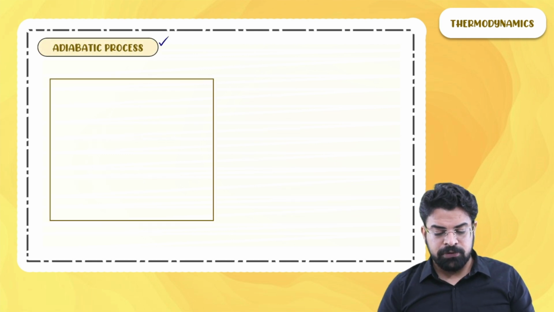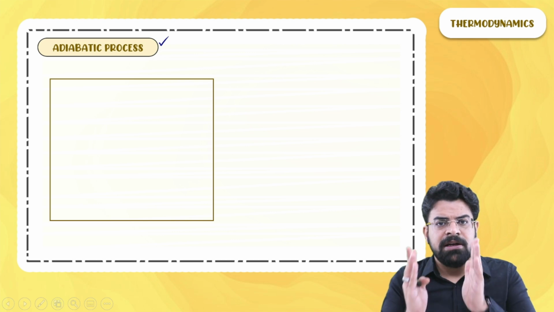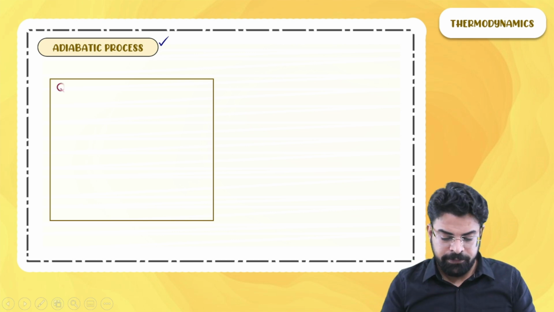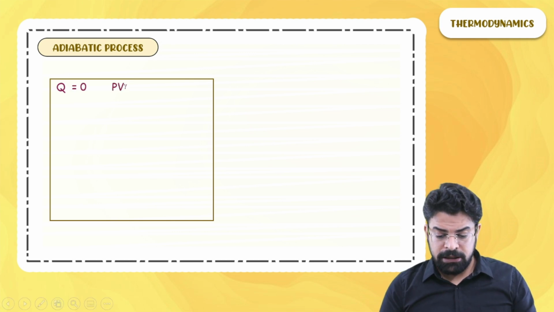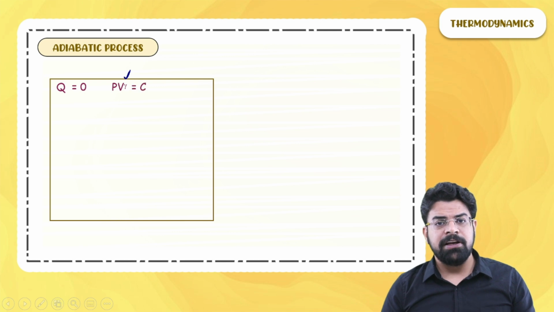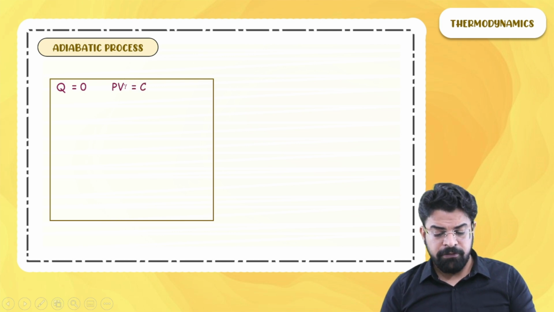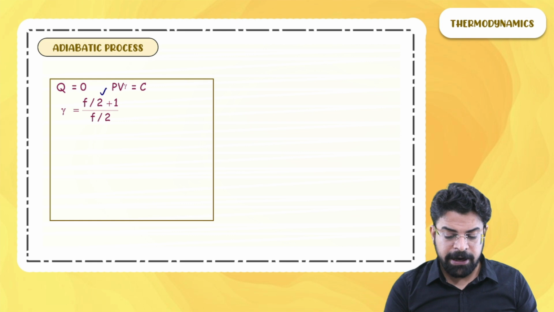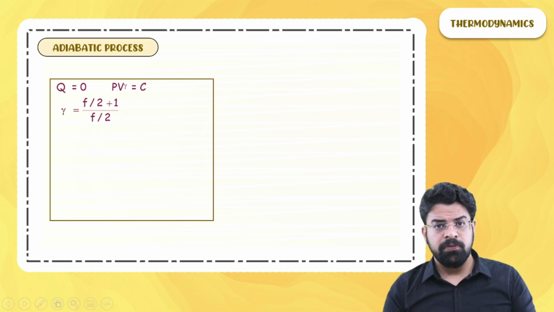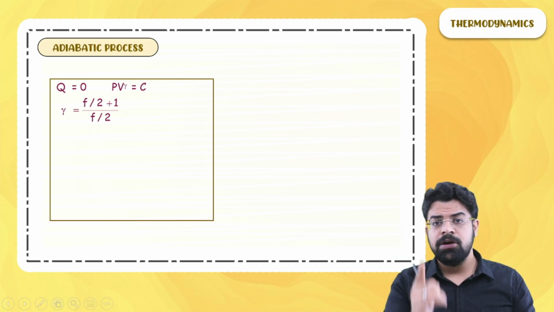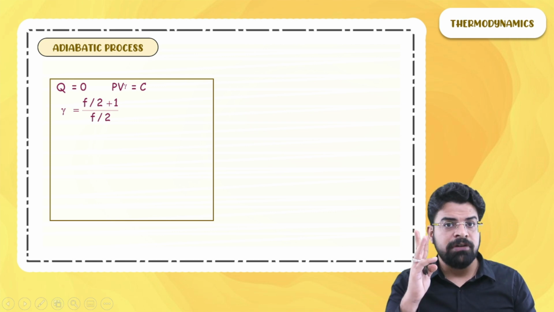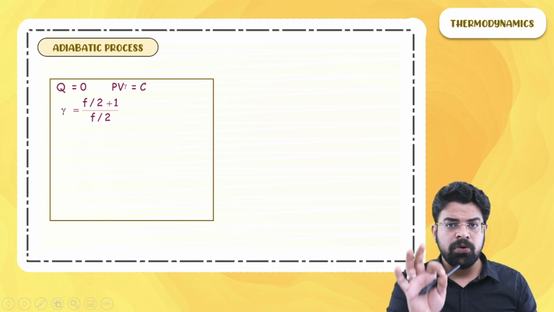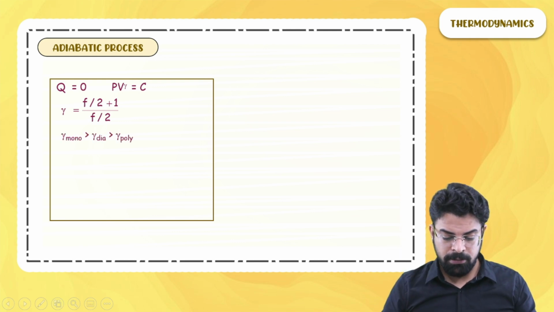So now, understanding adiabatic process in a nutshell, what we have learned in the entire adiabatic process. The first thing, the heat given in an adiabatic process is 0. The equation of state is given by PV raised to power gamma equals constant, where gamma is nothing but (f by 2 plus 1) upon f by 2, where f represents the degree of freedom. For mono, you will take 3. For dia, you will take 5. For polyatomic, you will take 6. Remember that gamma mono greater than gamma dia greater than gamma poly.